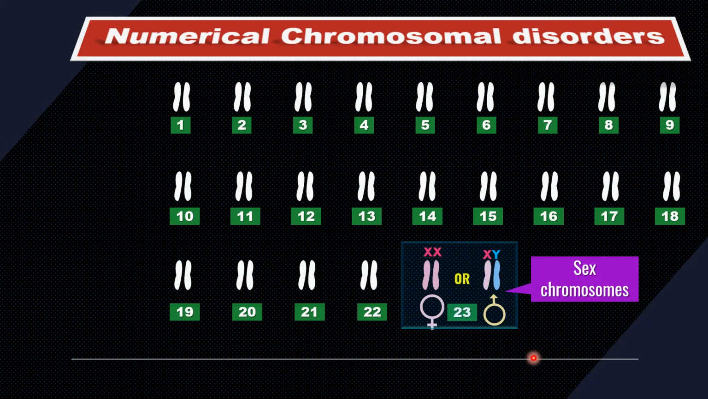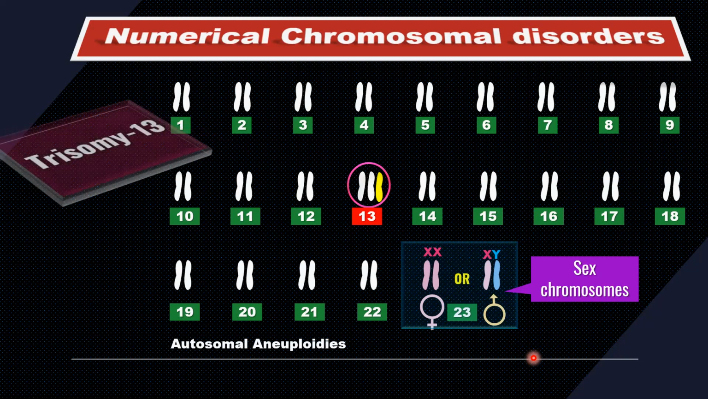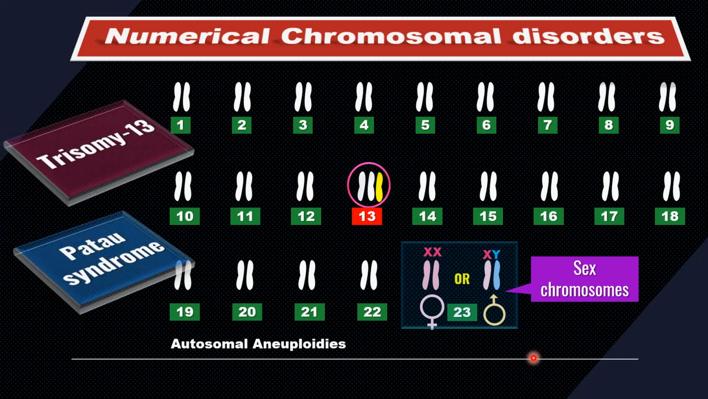Please focus on chromosome 13 now. There are two copies derived from father and mother. Suppose there is an extra copy present in chromosome 13, it will lead to autosomal aneuploidy, and again it is a trisomy, trisomy 13, and the syndrome is called Patau syndrome.